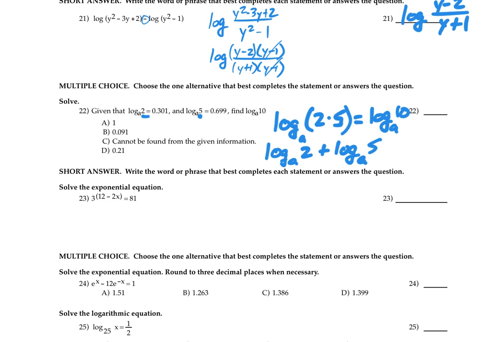Now we know log 2 base A is this. We know log 5 base A is this. So all I've got to do is add those together to get that. It's just adding them up, but you have to know how to separate them first.